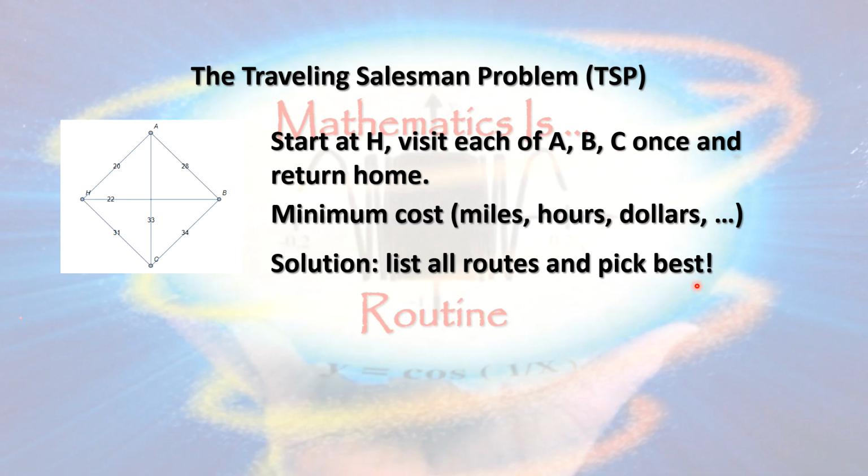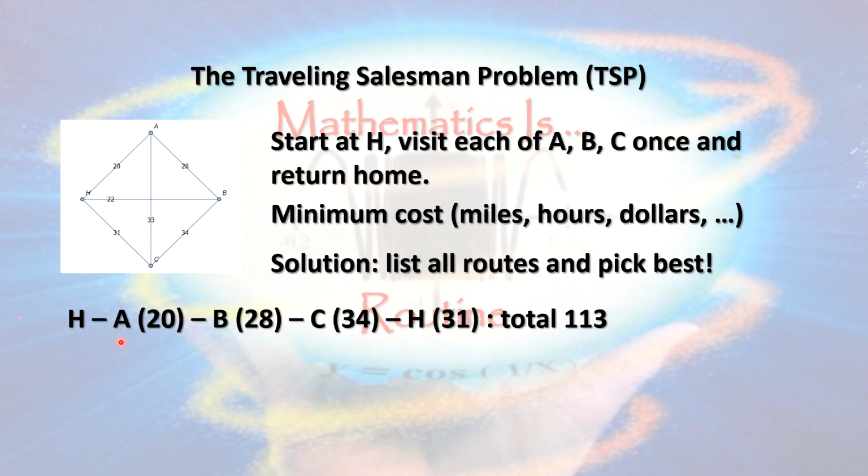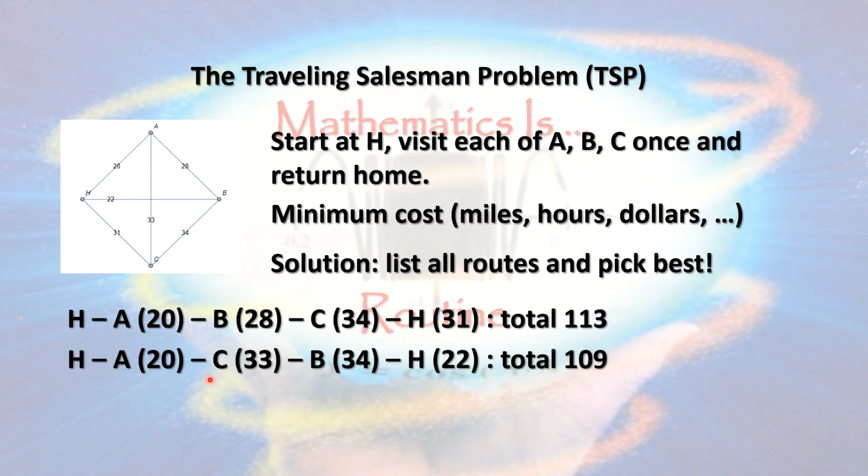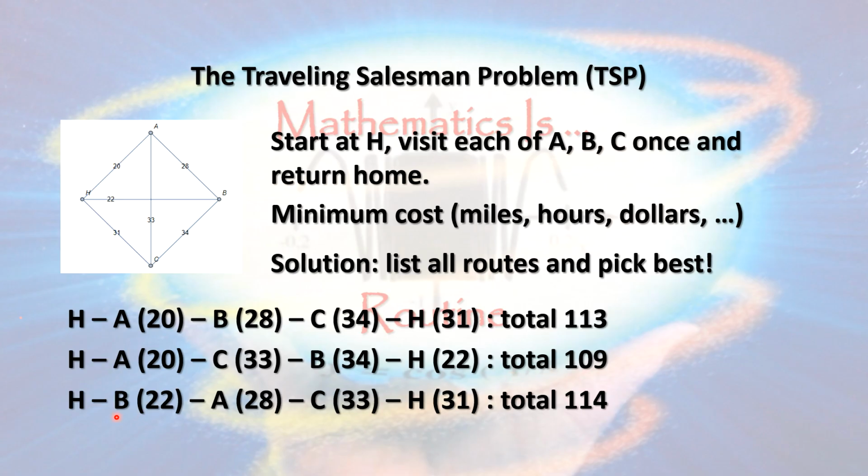In the first route listed below, the delivery starts at H, drops off a package at A, cost of 20, moves on to B, cost of 28, then to C, cost 34, back to H, cost 31. Adding them up, total cost is 113. A second route goes from H to A to C to B to H. Adding up those numbers, cost is 109. A third route is starting from H to B to A to C back to H. That cost is 114. There are 3 more routes.